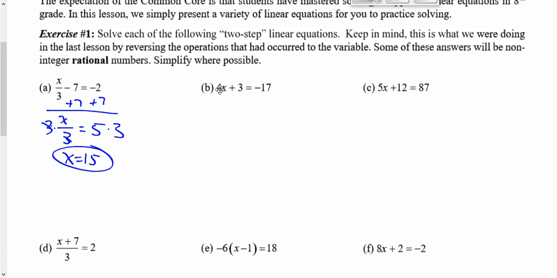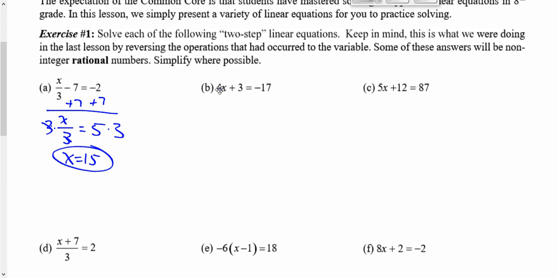What is negative 17 minus 3? The number line. The 0 is on the number line here. You go negative 17 this way. You do 3 more. That's what we have. Negative 20. Right there.